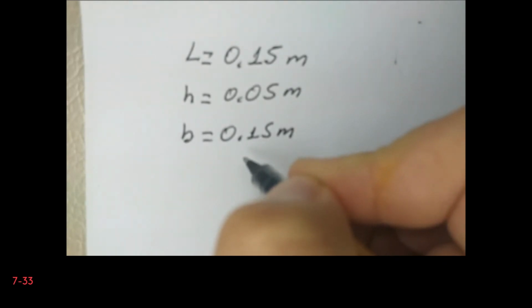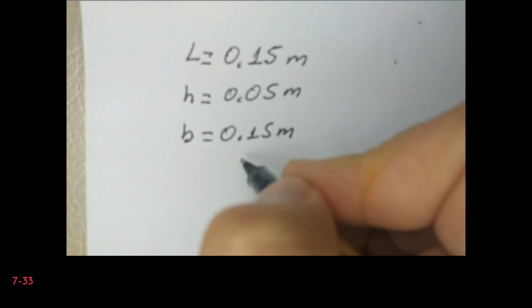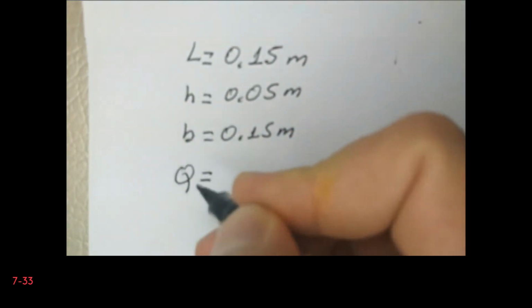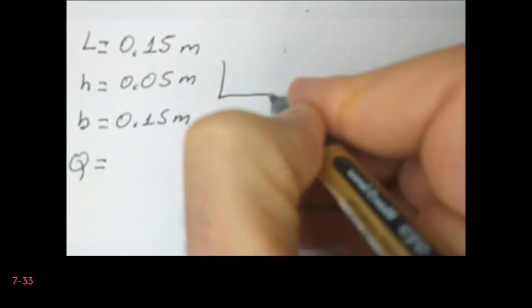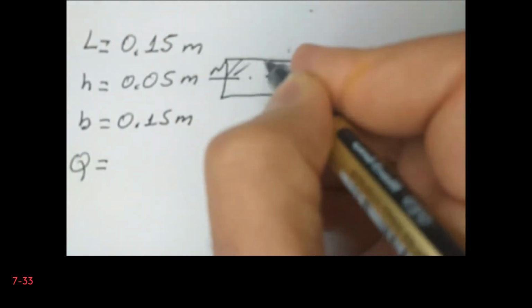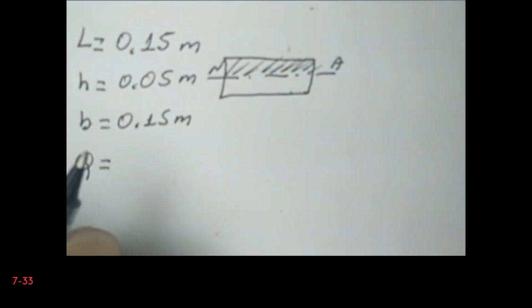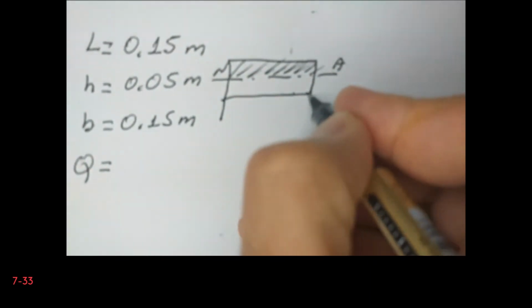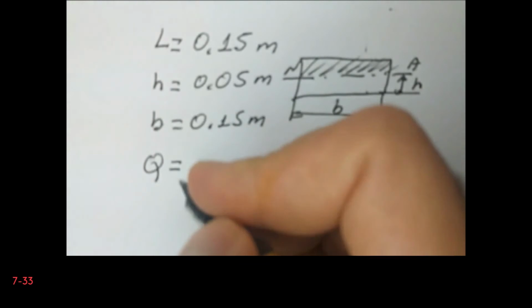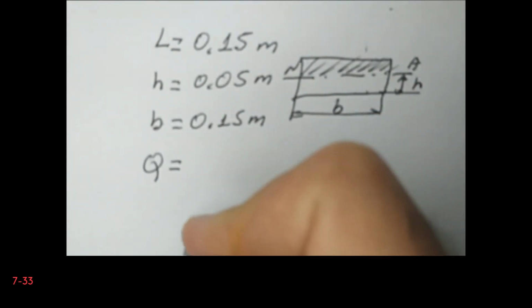I will calculate the shear force. For this purpose we need to calculate the first moment of the area and bending moment of inertia. So the first moment of the area, so this is NA, so we will calculate the first moment of this area. Certainly this is B and this distance is H. So first moment of the area is H divided by 2 multiplied by B multiplied by H.